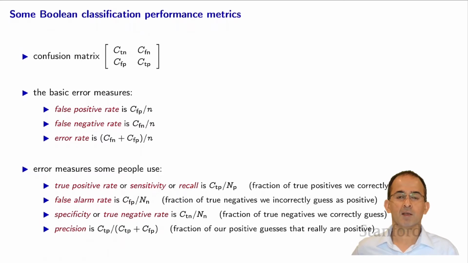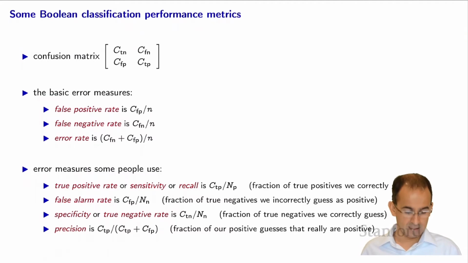Now, there is some very standard terminology that surrounds the confusion matrix that's worth going over. In particular, the false positive rate is simply CFP divided by n, and the false negative rate is CFN divided by n, and the error rate is the sum of those two, CFP plus CFN divided by n.